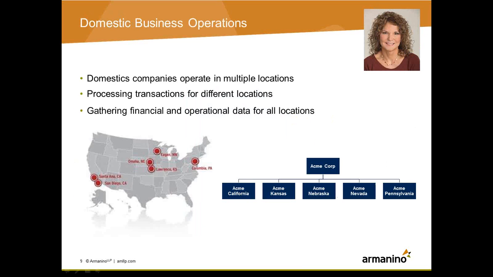So I've got some examples of the different operations now. This is what a domestic business operation might look like, with just all branch locations, branch offices, but you're still trying to gather financial and operational data. Today, maybe they're each using their own accounting software. Maybe they're trying to log in to an on-premise system using a VPN, or maybe you're emailing QuickBooks files back and forth. We've seen all kinds of different scenarios in the domestic world.